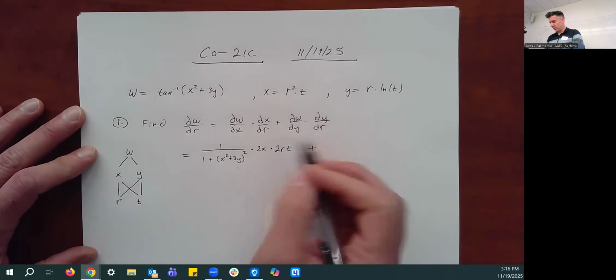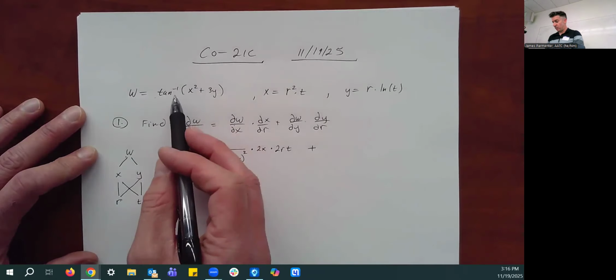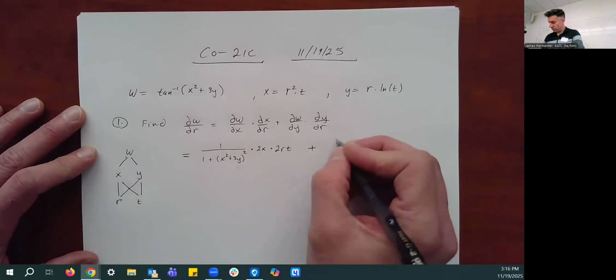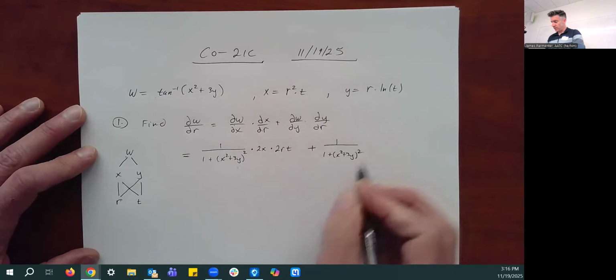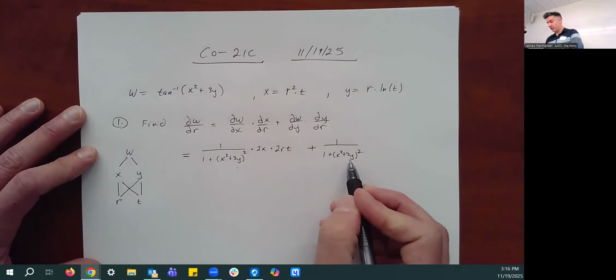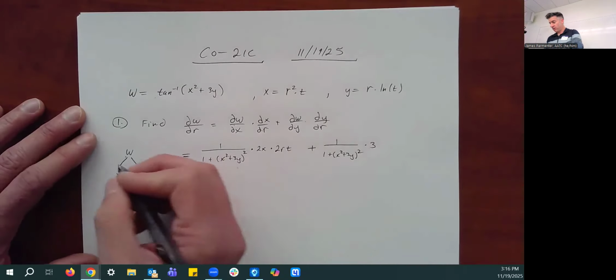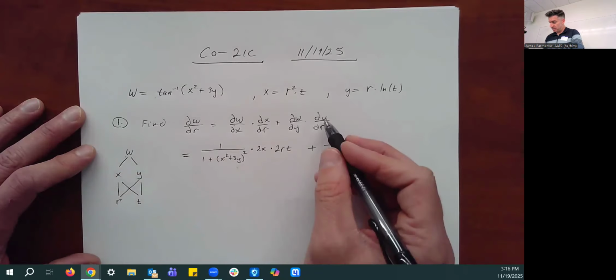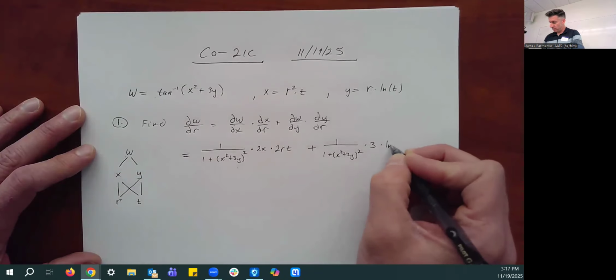Plus, then we get to do this piece. Del w del y is going to be the same first part, the 1 over 1 plus your stuff squared. But then we're going to multiply by the derivative of the inside stuff. And this time, the derivative of the inside stuff with respect to y is going to be 3. And then we're going to multiply by del y del r, which is going to be 1 times the natural log of t.